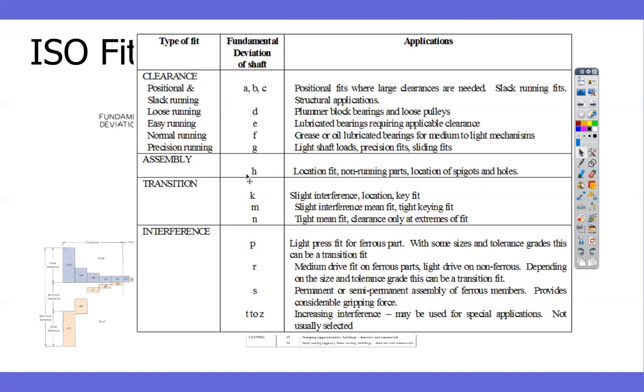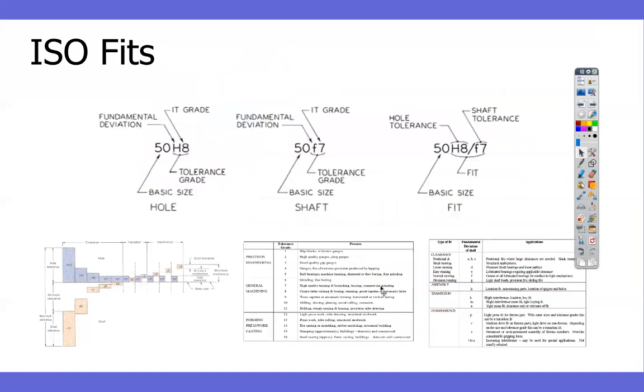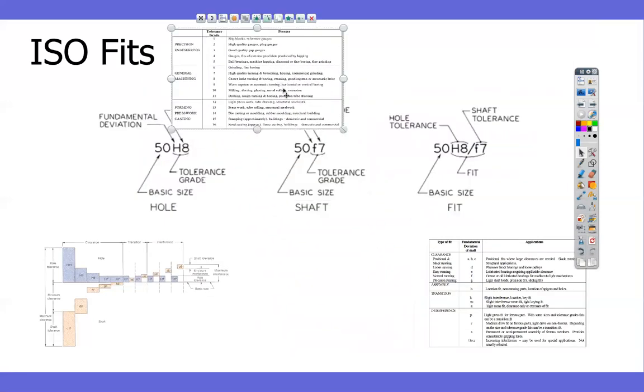Why is H the dividing line? What starts with H? The hole. So the side of the hole is the H. And then the number is the grade.